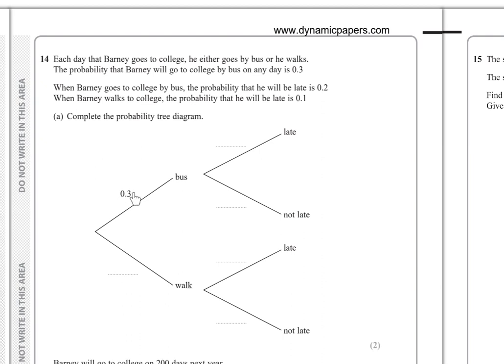So probability for bus 0.3. So probability to walk 0.7 because 1 minus 0.3. So 0.7. When Barney goes to college by bus, the probability that he will be late is 0.2. So this is 0.2. So now you can deduce not late is 0.8 because 1 minus 0.2. When Barney walks to college, the probability that he will be late is 0.1. So this is 0.1. So now you can deduce that this is 0.9.